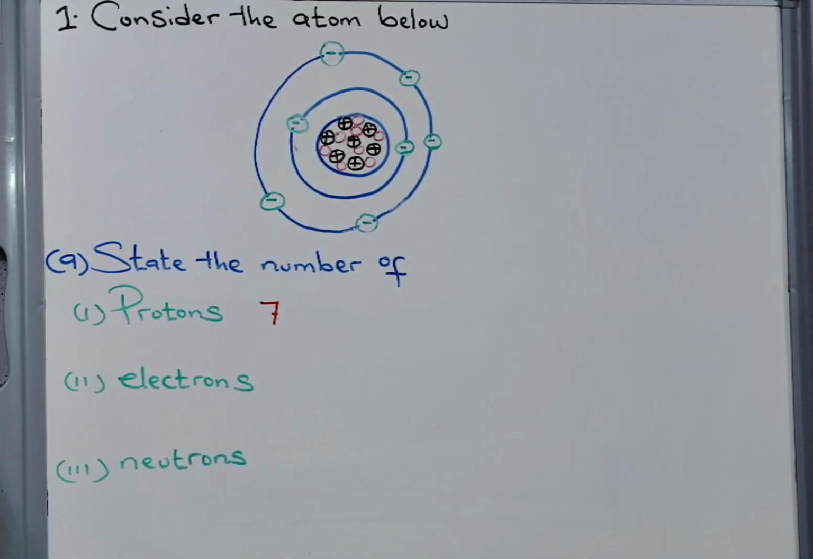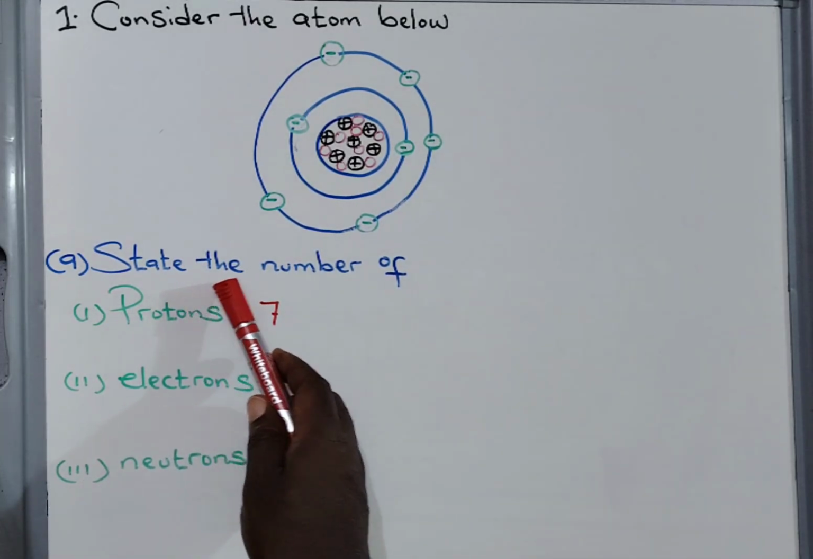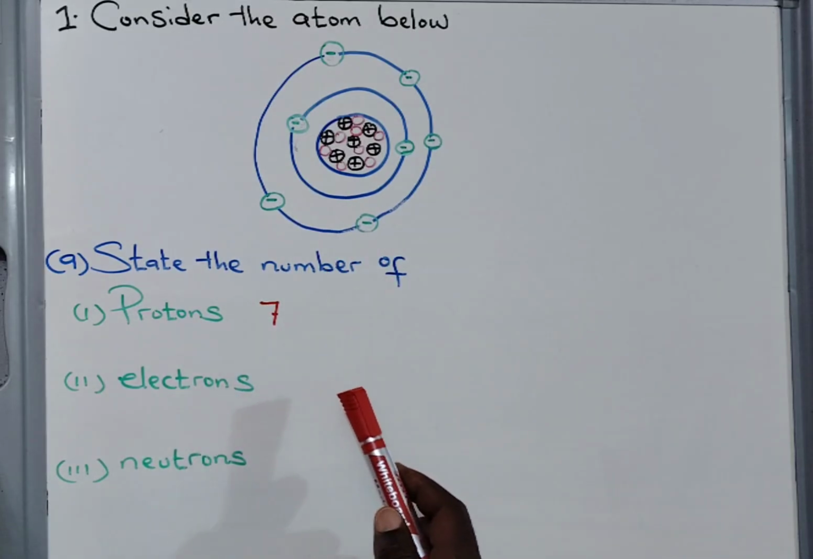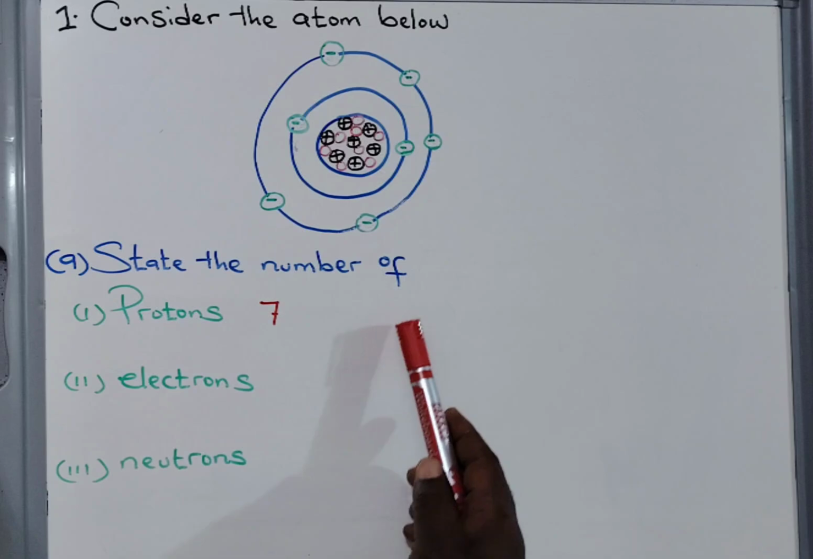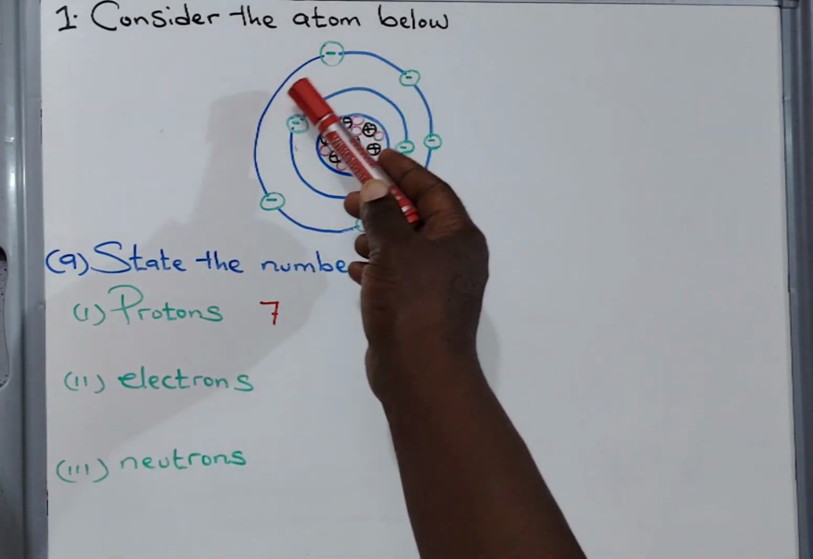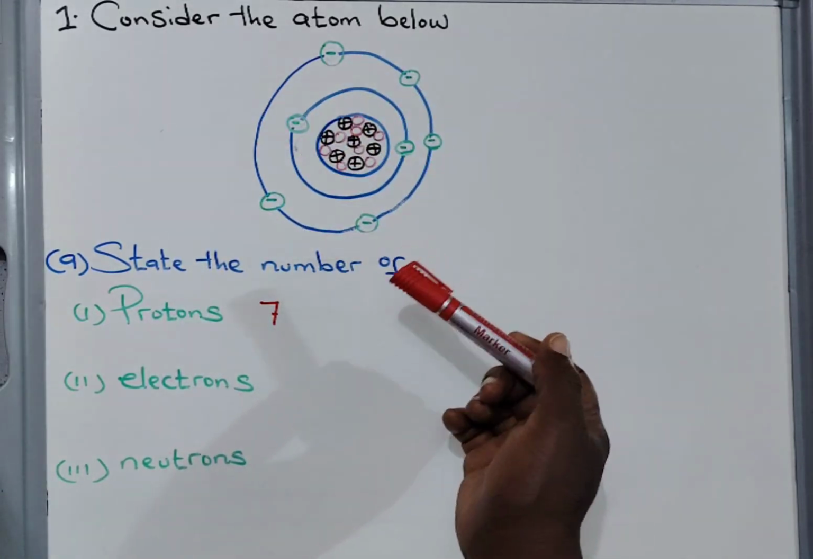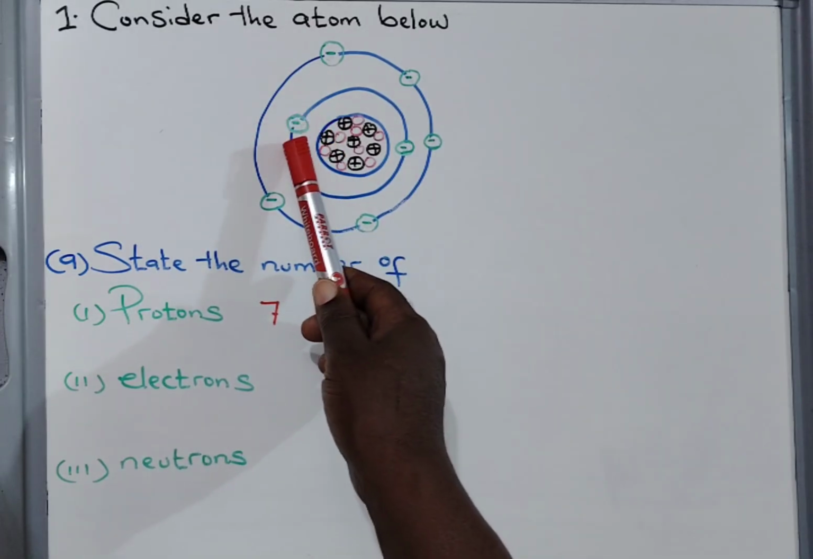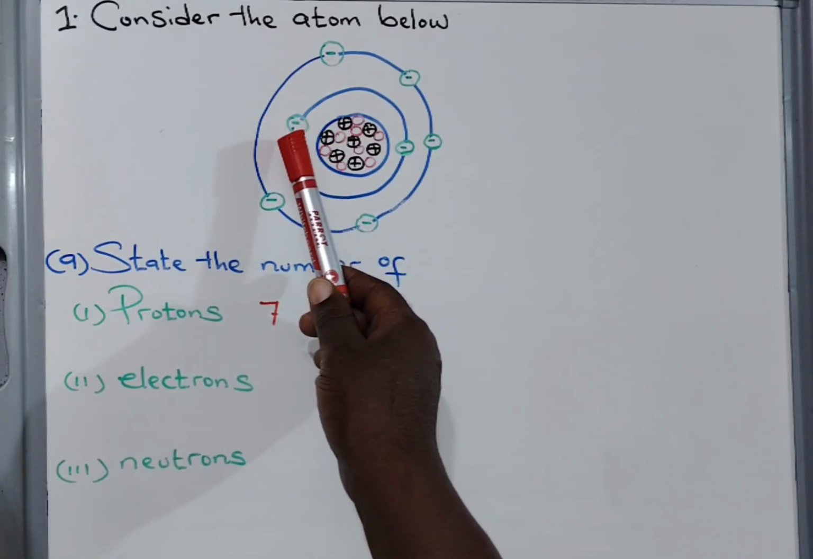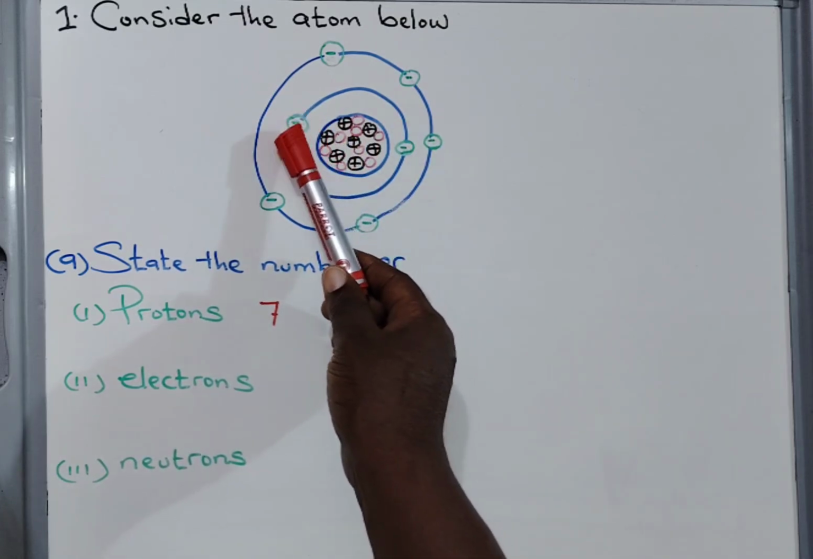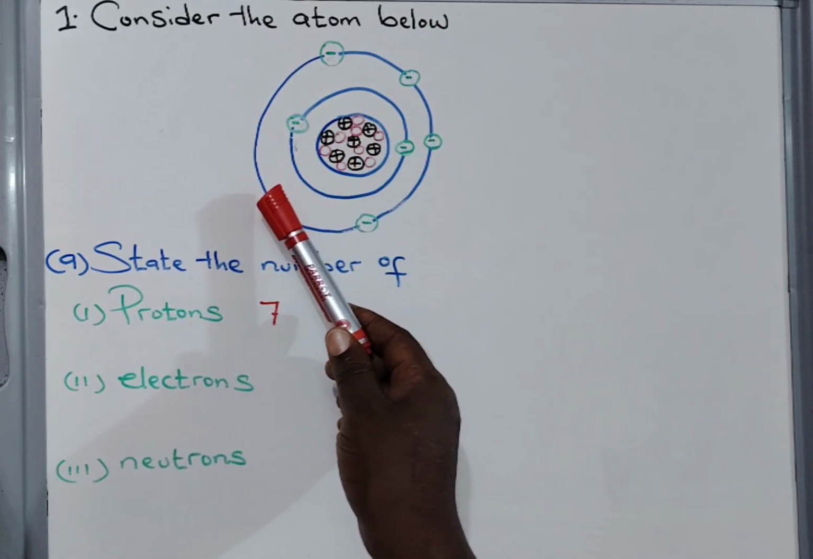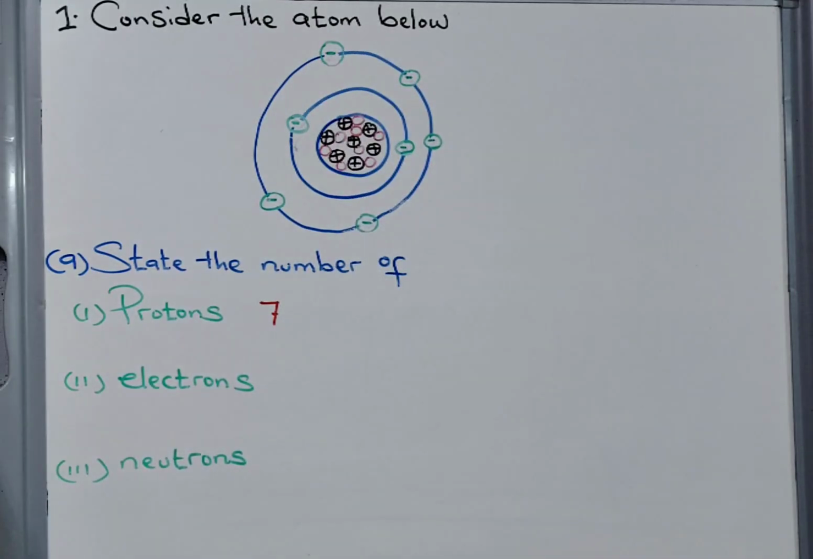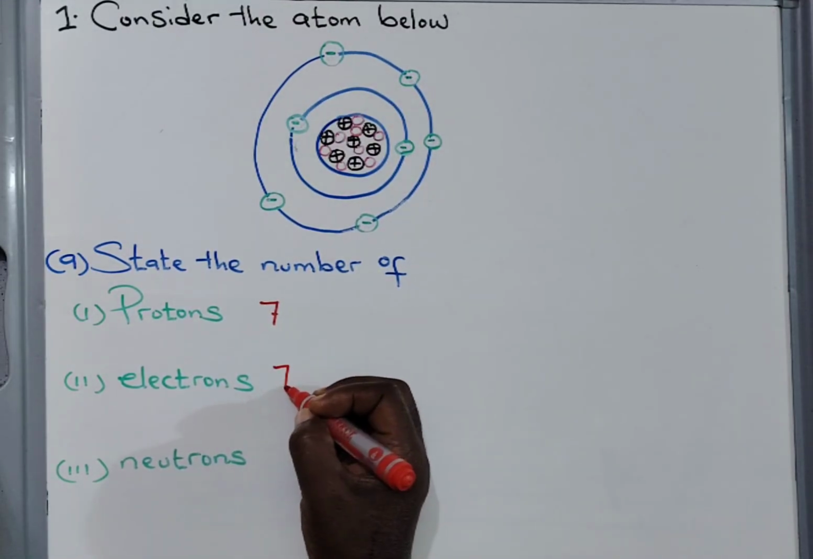Then the next question comes, state the number of electrons. Where do we check for electrons? You look outside the nucleus in these lines, which we call energy levels. Electrons are negatively charged and you count them. You say 1, 2, 3, 4, 5, 6, 7. So they are also 7.